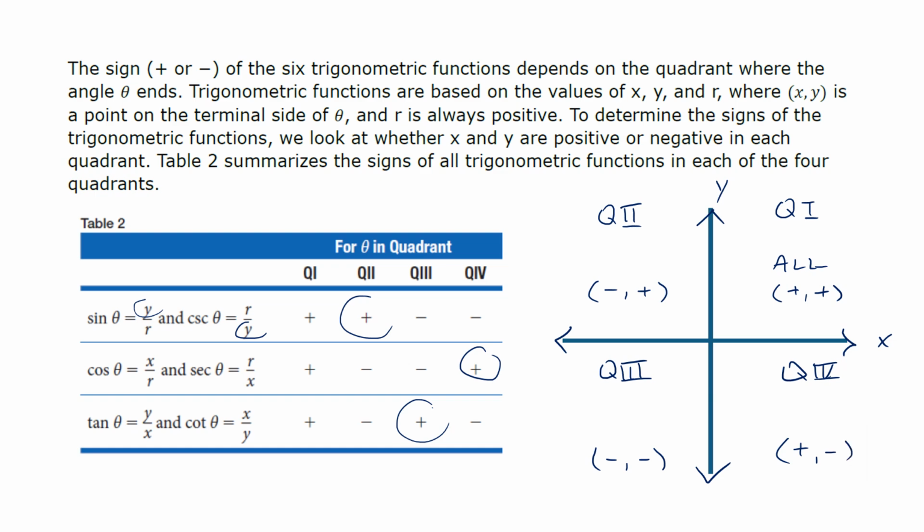And then in quadrant 4, the cosine and secant are positive, and that's because they are defined in terms of x. And the x coordinates in the 4th quadrant are all positive.